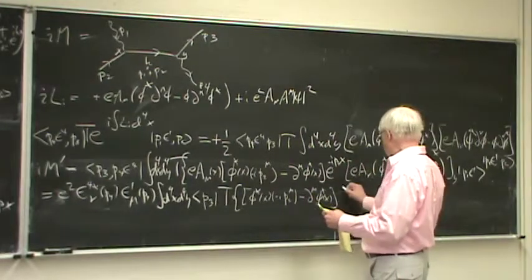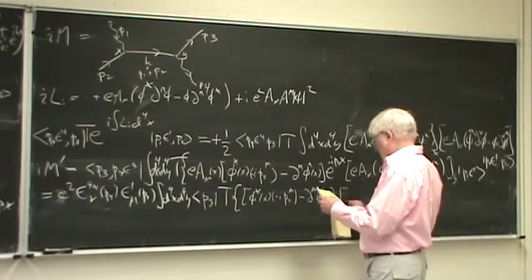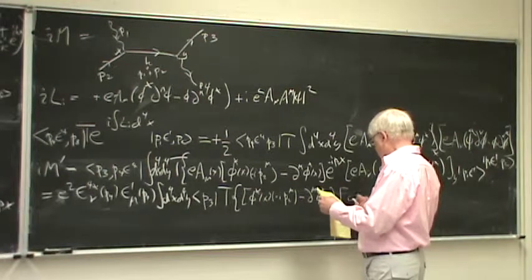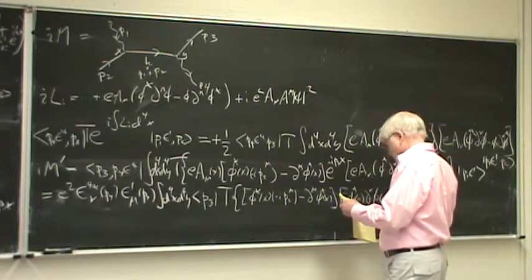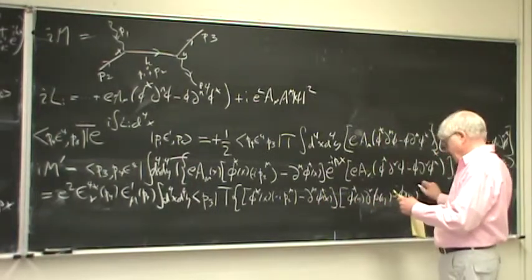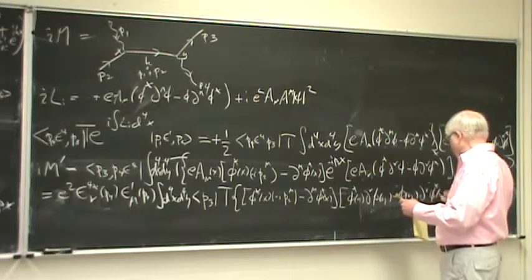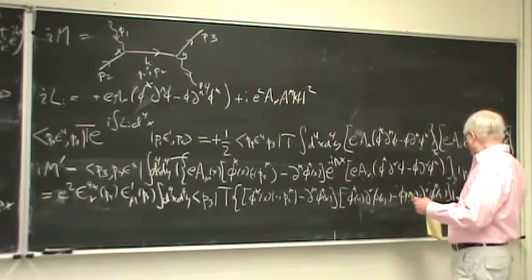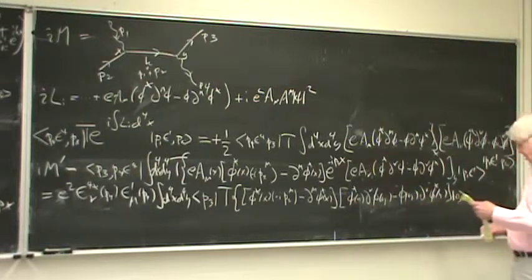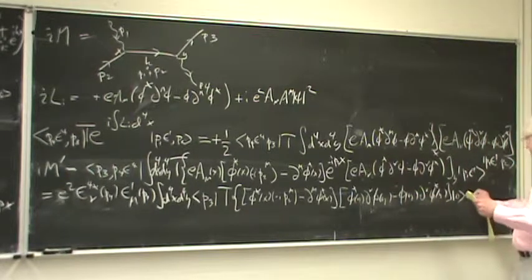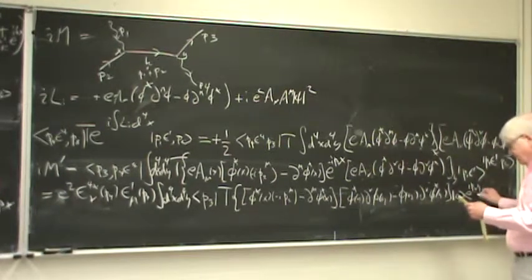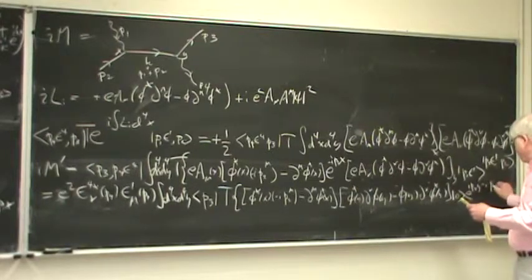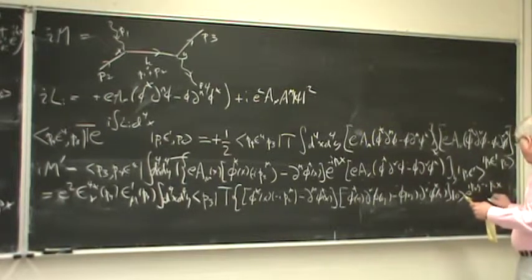And then over here, the rest of it then is phi star of y, d nu phi of y, minus phi of y, d nu phi star of y. And we just have vacuum. And now we have phase factors. And the phase factors are e to the i P4 y minus i P2 x minus i P1 x.